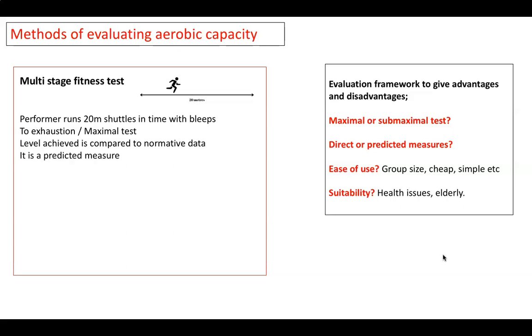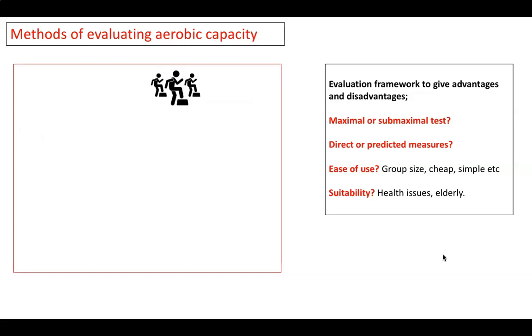It is a prediction. Okay, so again, it's a predicted measure of VO2 max. It is not a direct analysis or direct, accurate, objective measurement. It is a prediction. Large numbers, cheap, simple, easy to set up. Suitability, it's a maximal test, so it is not suitable for the elderly or those with health issues.